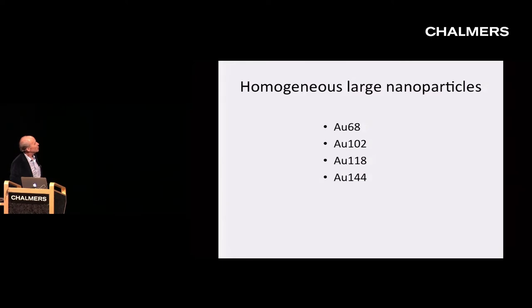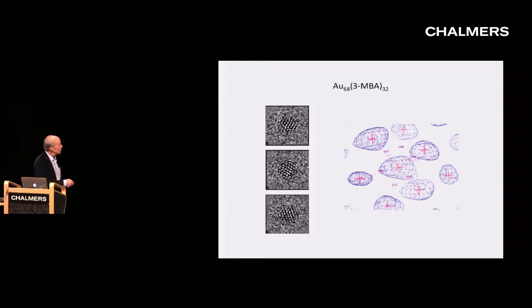She arrived at a beautiful map of the gold 68 particle, part of which is shown in this slide. Here on the left, you see some of the images in which, with the use of the aberration-corrected microscope, rows of individual atoms could be observed. And then this is a part of the electron density map that clearly shows the positions, in this case, of 8 of the 68 gold atoms.